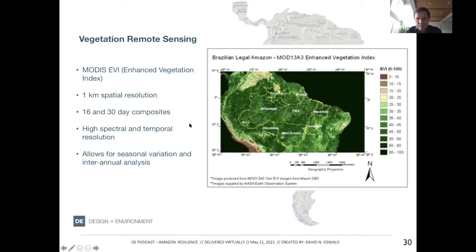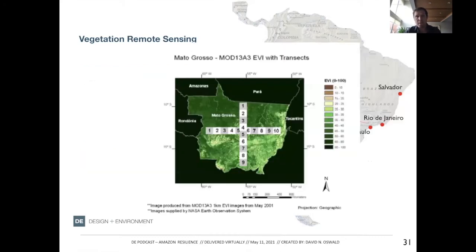So by using this approach, this allows us to look at seasonal variation. We look at the change over months or days, but in my case, every 16 days and 30 days, we can look at the change over that one period over a season. And it also allows us to look over the years, how it changes between years, and then some longer term trends. So that's the beauty and power of using remote sensing in this case.